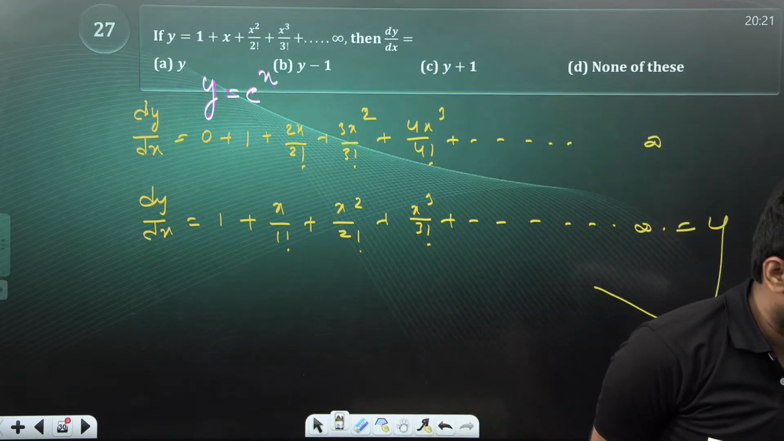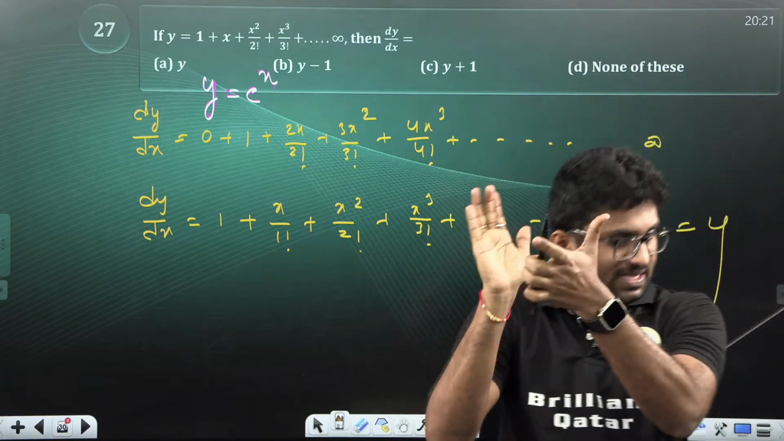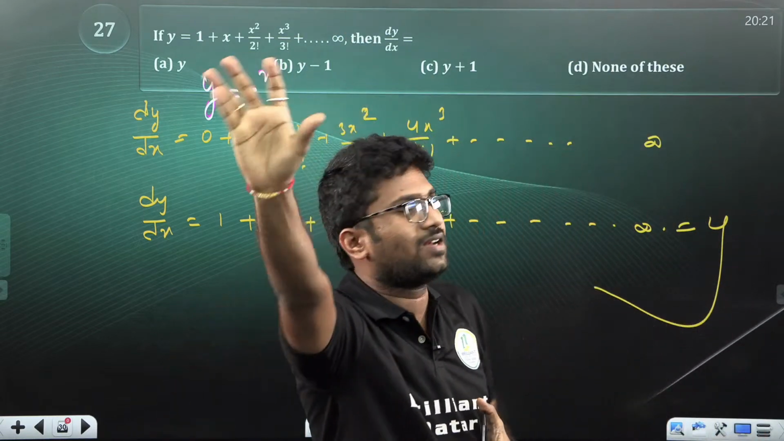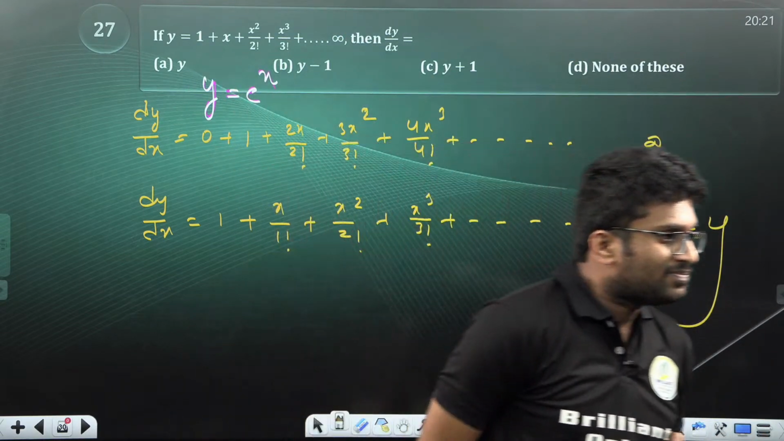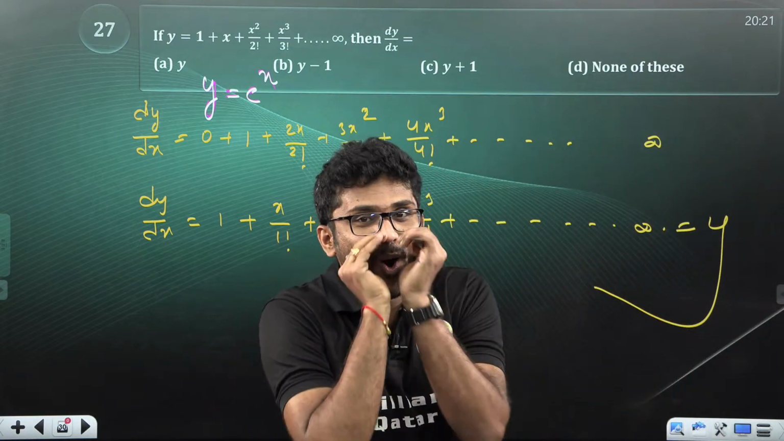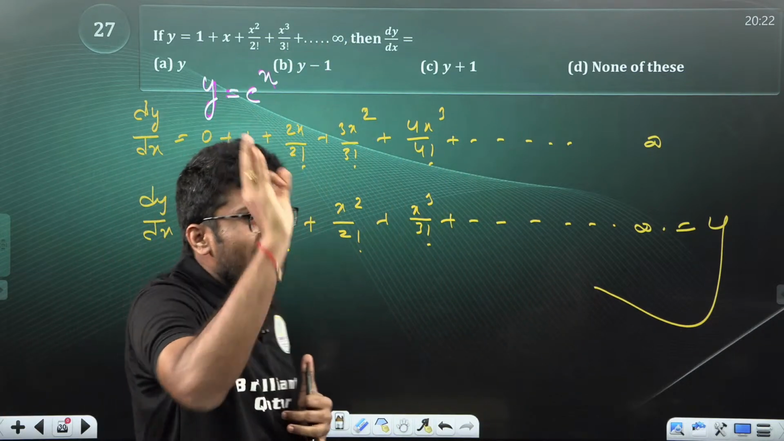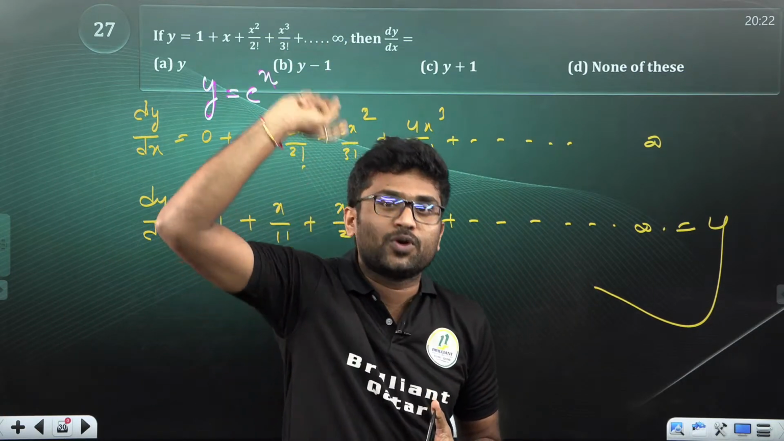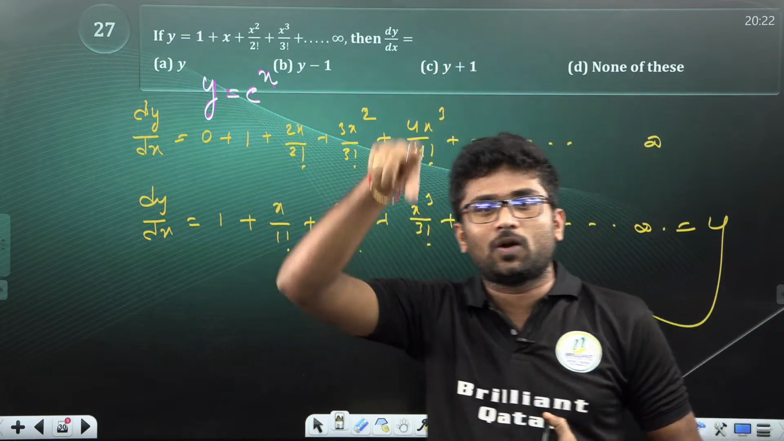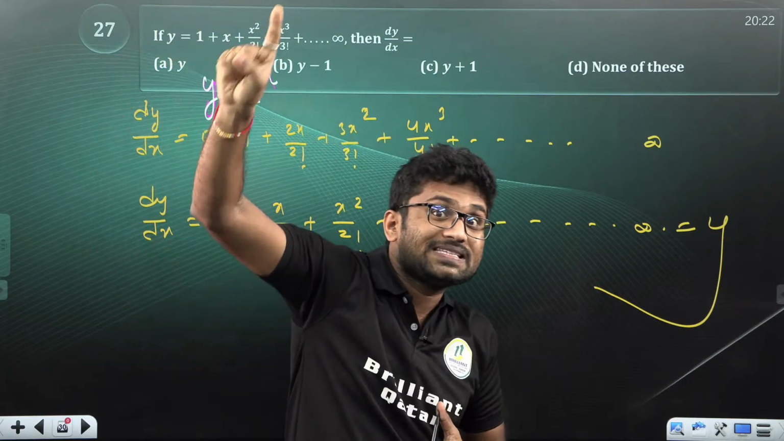If it is finite, then dy by dx is equals to y minus last term. Exactly. If it is finite, y minus last. If it is infinite, dy itself. So see, friends, the infinite sequence is the exponential one. 1 plus x by 1 factorial plus x square by 2 factorial plus x cube by 3 factorial and so on up to infinity terms is e power x.